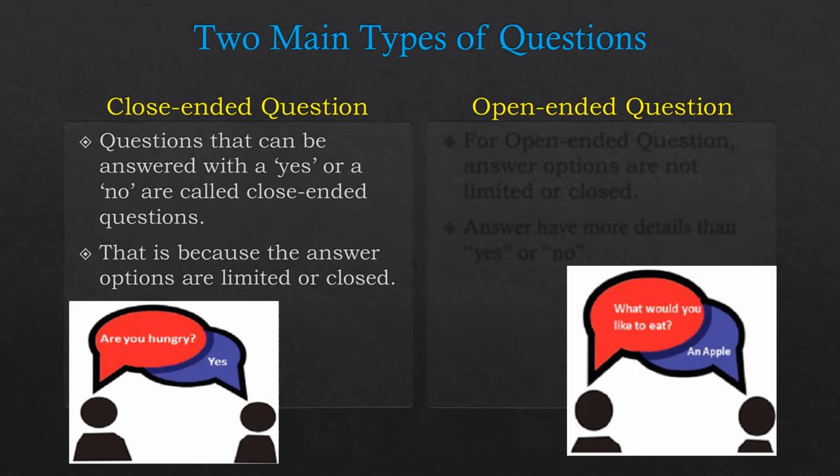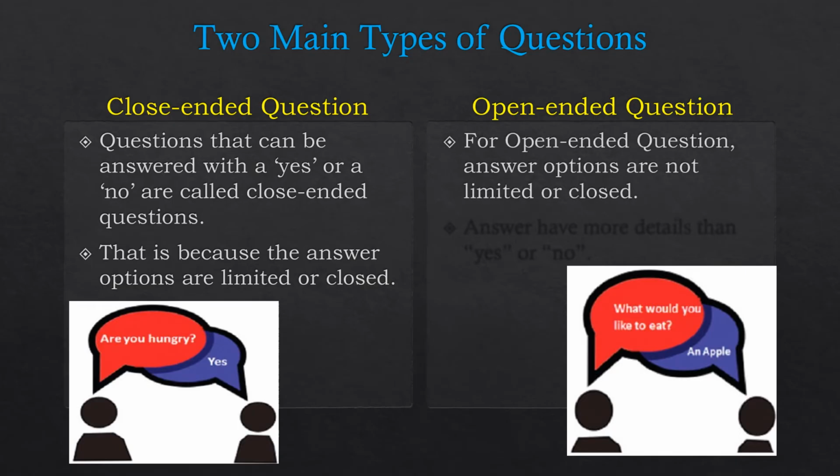Then what are open ended questions? These are the questions which require answers in detail. Only yes or no cannot clarify the answer, and that is why you need to have more details in the answer. So such questions which have detailed answers, they are called open ended questions.